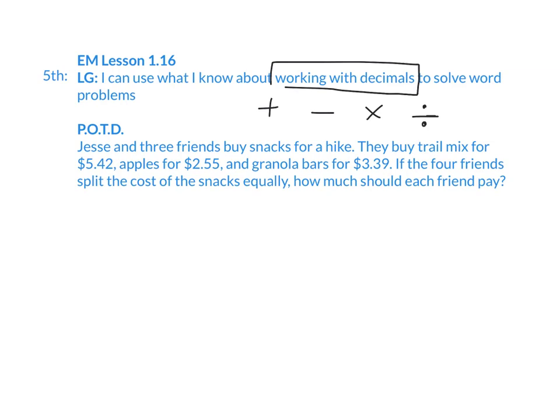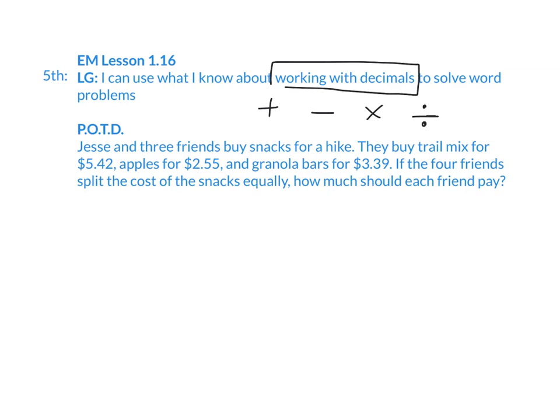An example of a word problem is your problem of the day. It says, Jesse and 3 friends buy snacks for a hike. If Jesse and 3 friends buy snacks for a hike, how many people altogether are eating the snacks? 4. Good. So they buy trail mix. It costs $5.42. Apples, that cost $2.55. And granola bars for $3.39. The question says, if the 4 friends split the cost of the snacks equally, how much should each friend pay?